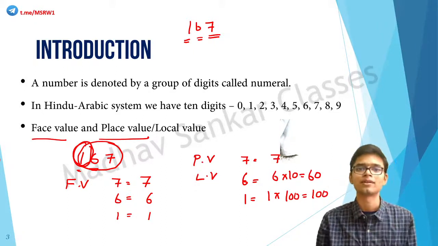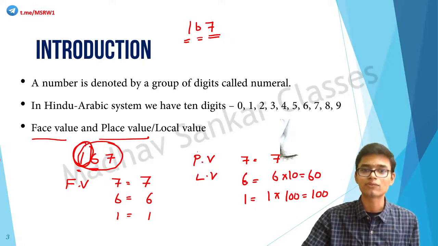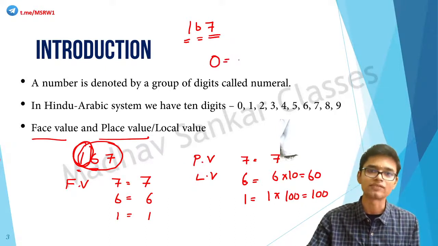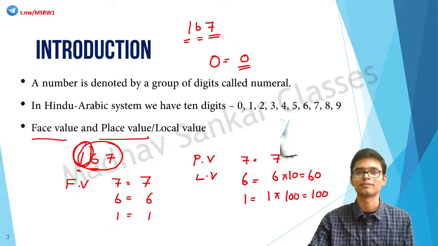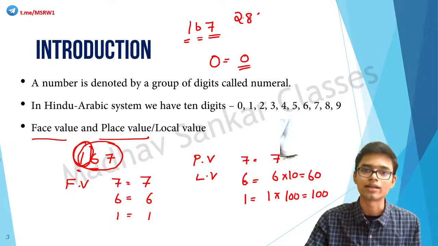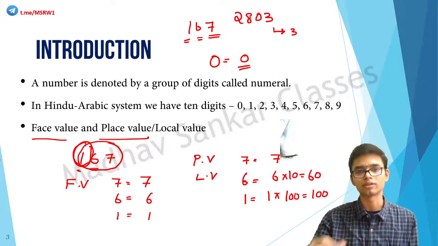One interesting thing is that whenever a digit is 0, the face value and place value will be 0 only. So just take an example. I'm writing another number, 286. Say, let's take another one, 2803. In this, we know that the value of 3 is 3 only, both face and place.